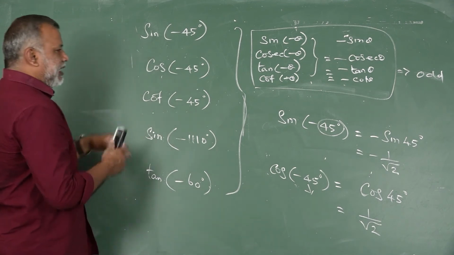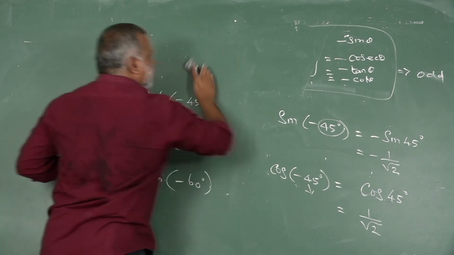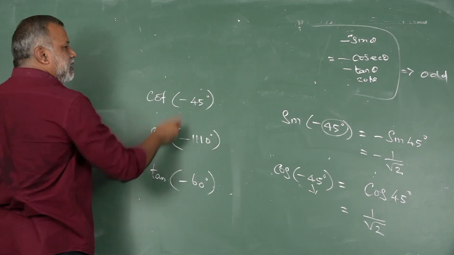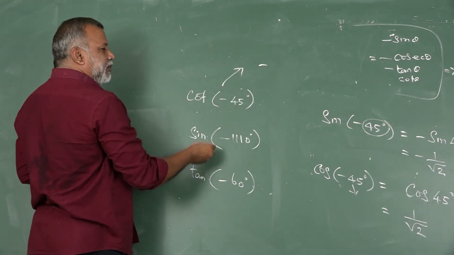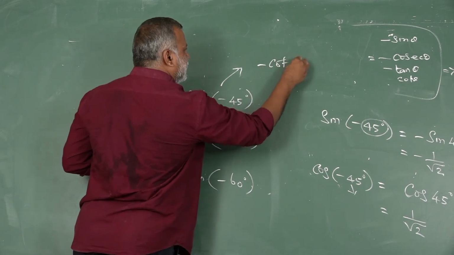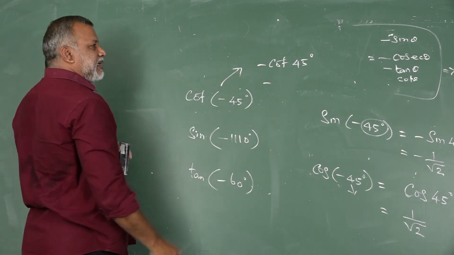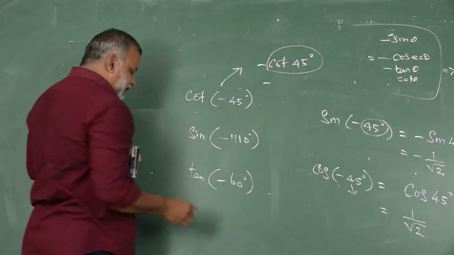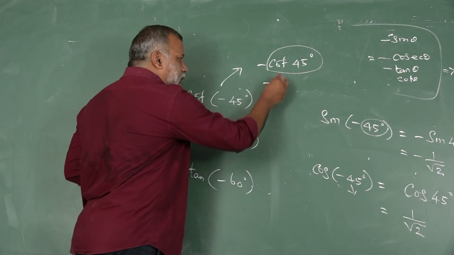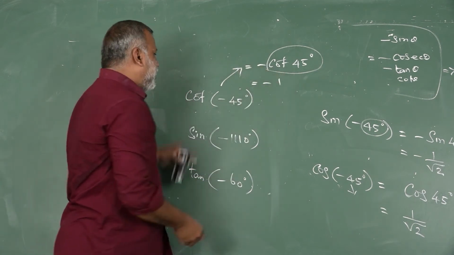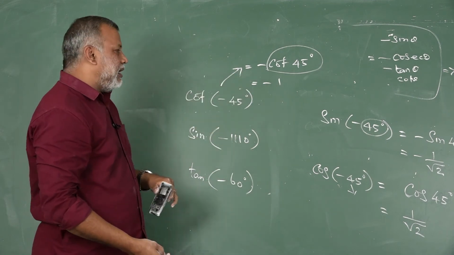In the same way, see here cot of minus 45. From the trigonometric data, cot also emits the negative. So the negative comes out: it is minus cot 45. Keep the negative as it is. From the trigonometric table, cot is the reciprocal of tan. Tan 45 means 1, so the reciprocal is also 1. Keep the negative, so we get minus 1.